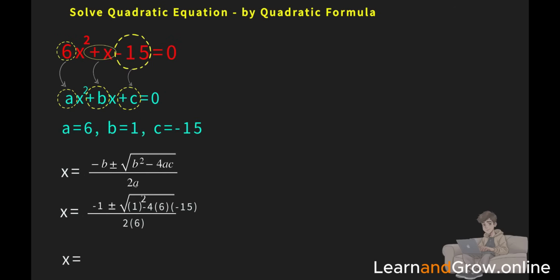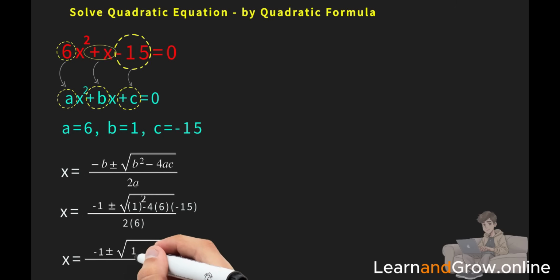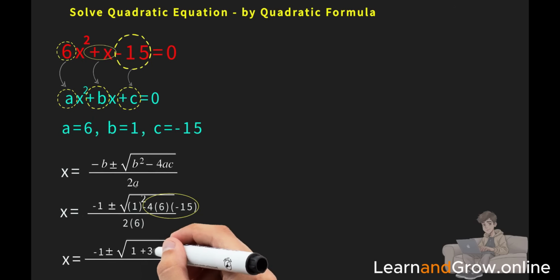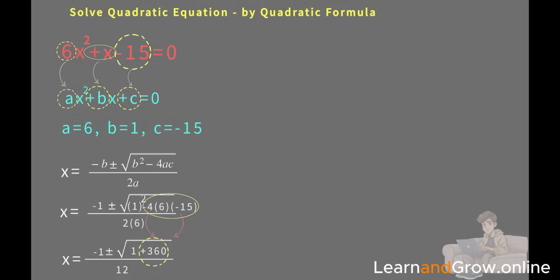And the next steps are pretty straightforward. It's all about simplification. 1 squared is just 1. Then 4 times 6 times 15 gives us 360. Pay close attention to the signs here. Since we're multiplying two negatives, negative 4 and negative 15, the result becomes positive. Finally, 2 multiplied by 6 gives us 12, which we'll place in the denominator.